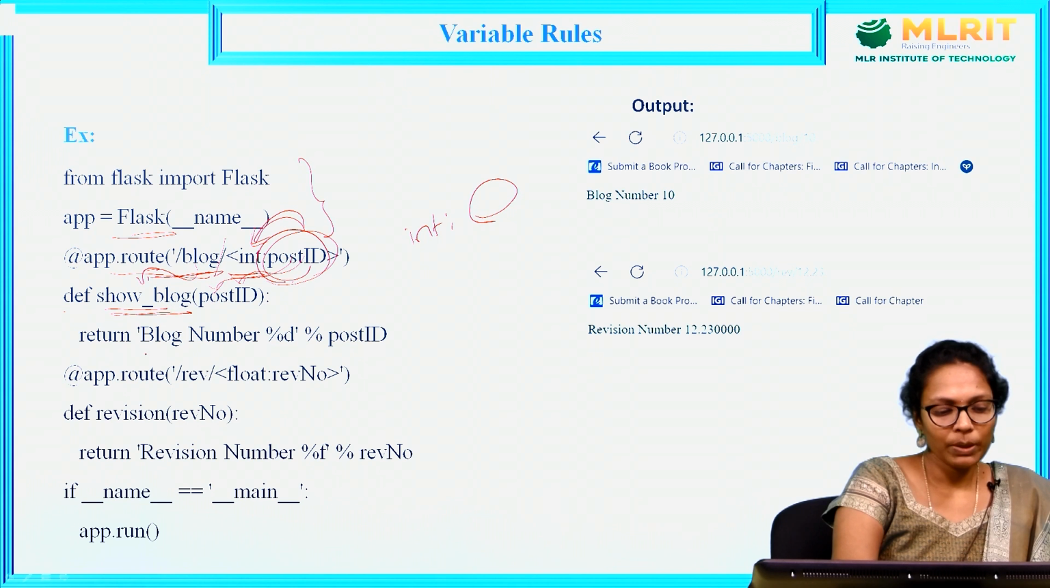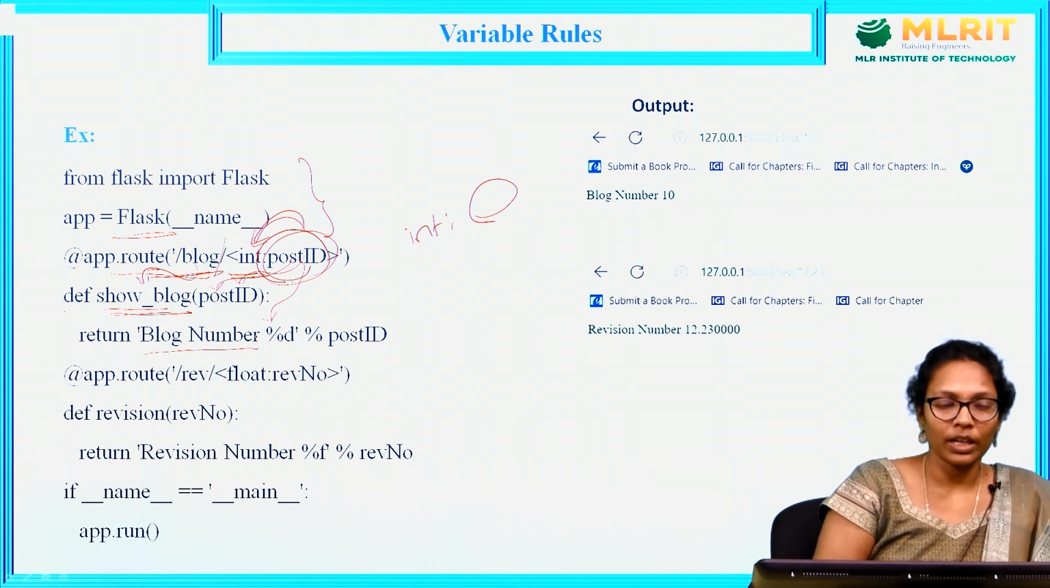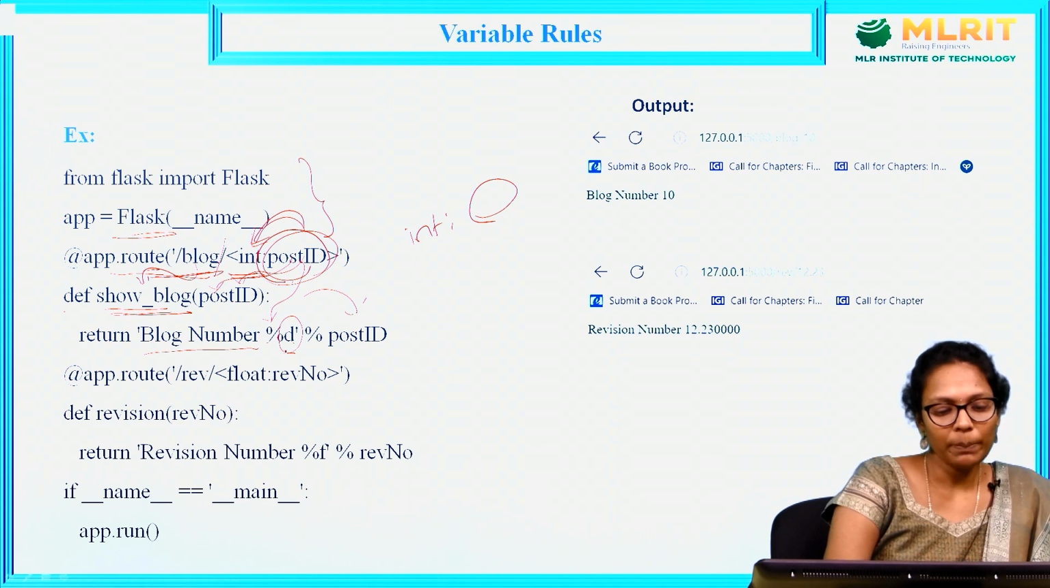It is simply printing block number followed by the number we have given in the URL. But it is an integer, so that's why you're specifying %d. After closing the quotes, you need to specify what this d indicates. It indicates the post ID. The post ID value will be printed here.